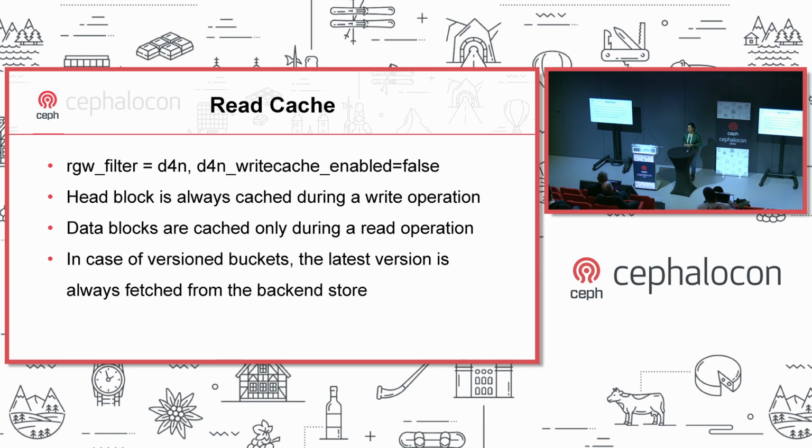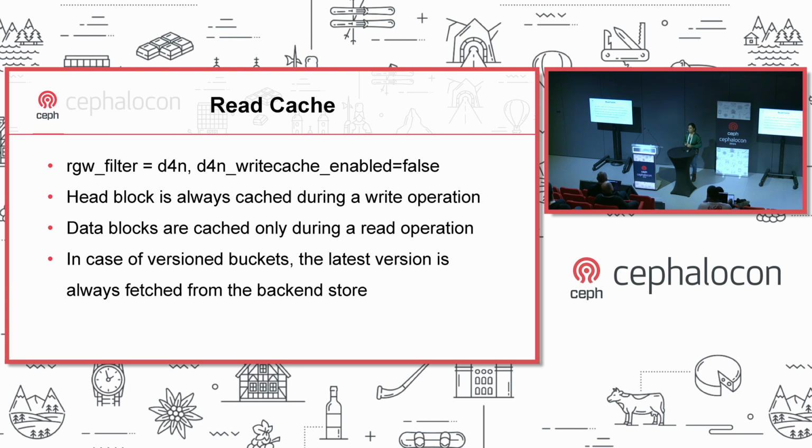So moving on to the read cache, when we turn on the RGW filter and set it to D4N, the read cache gets enabled by default. And we do not enable the write cache in that case. We set it to false. And in case of a read cache, we always cache the head block during a write operation. So this is how we always maintain the latest version of an object in the directory. And the data blocks are only cached in case there is a read request for them.